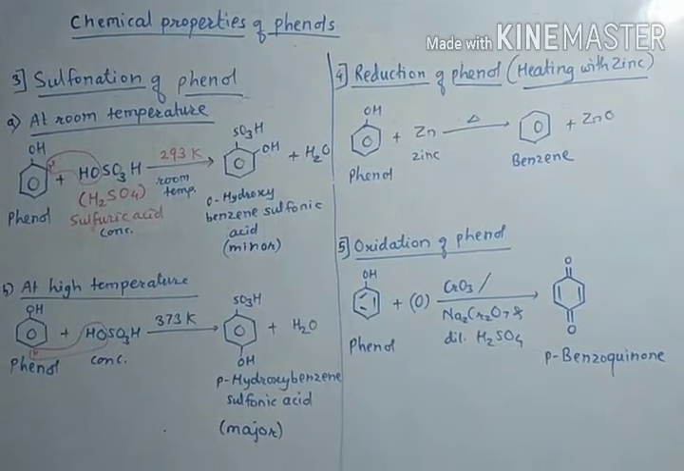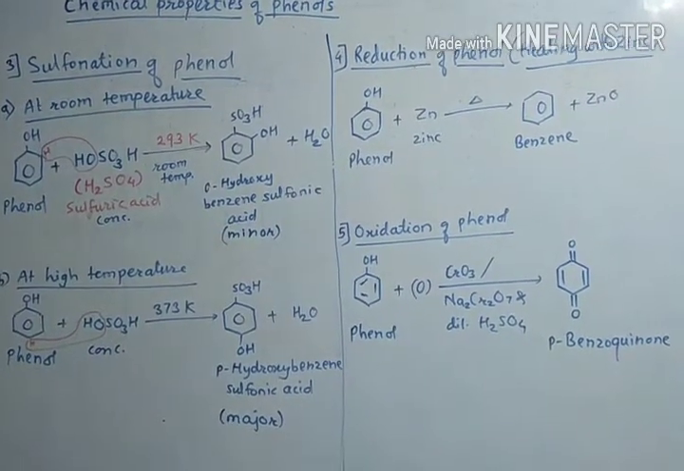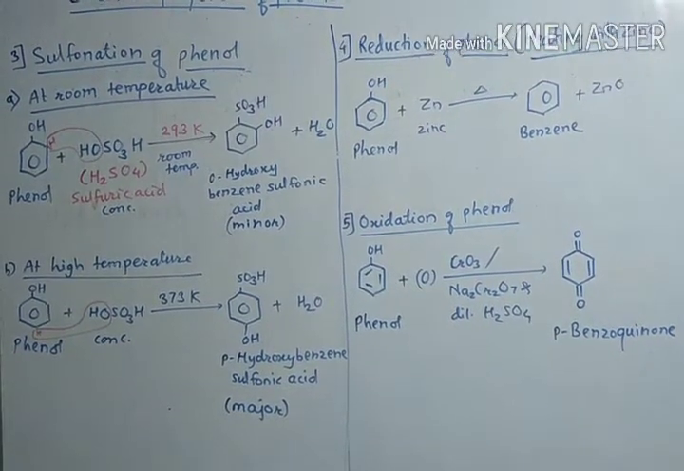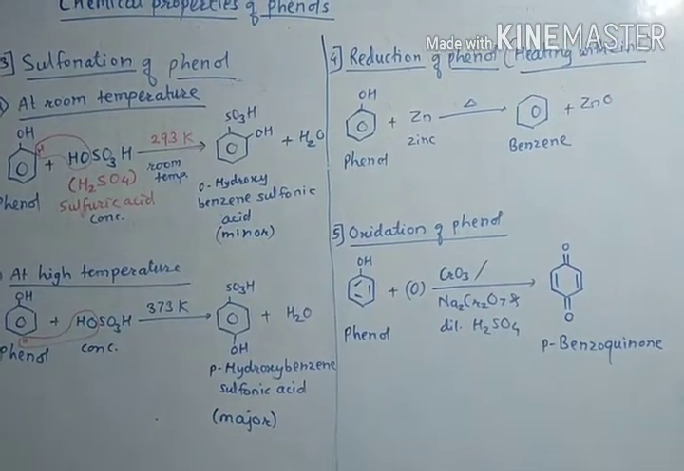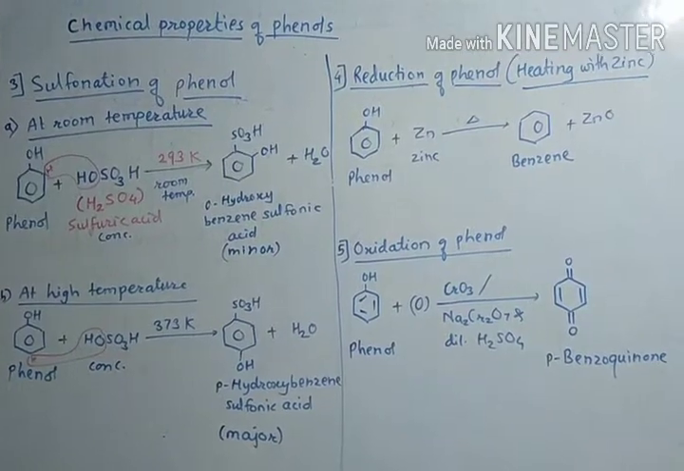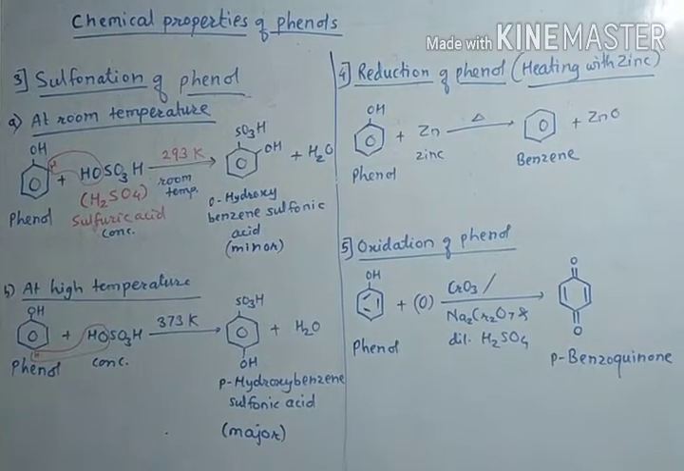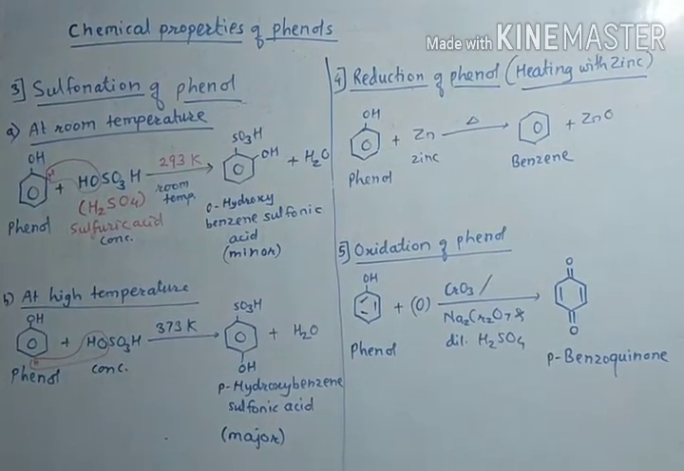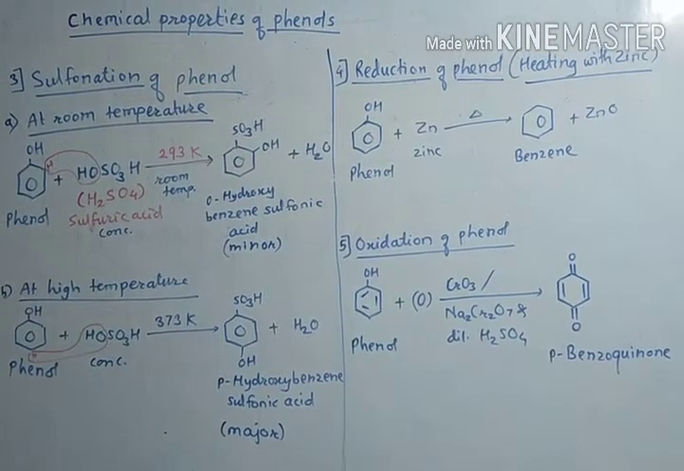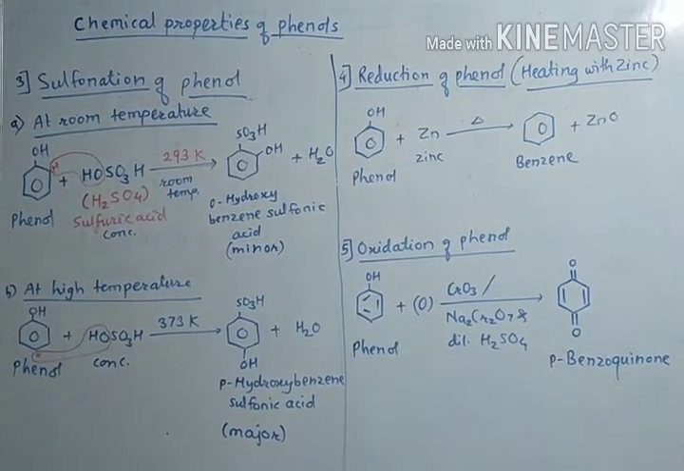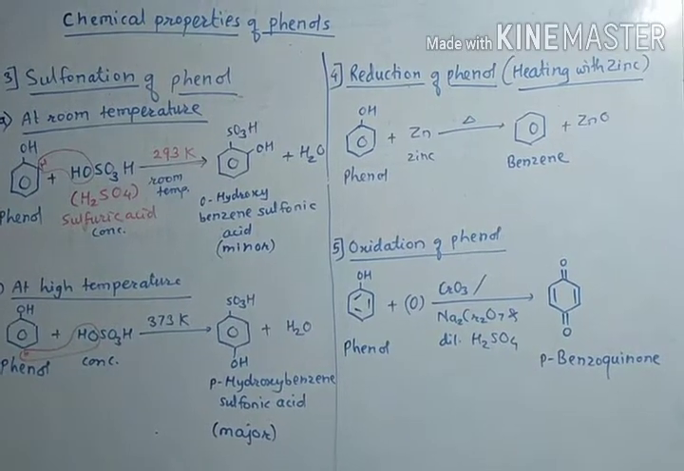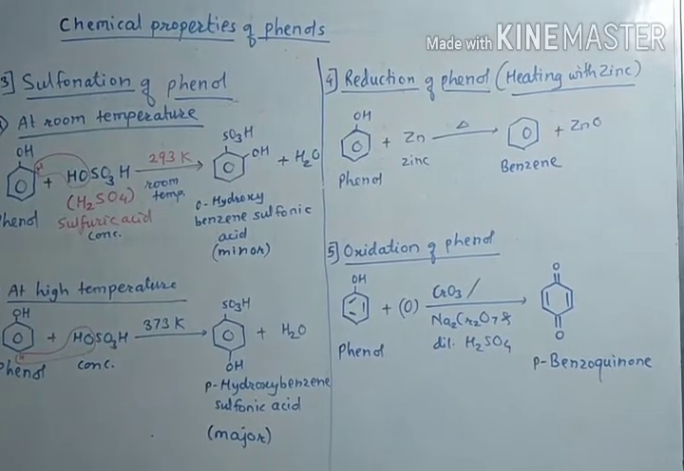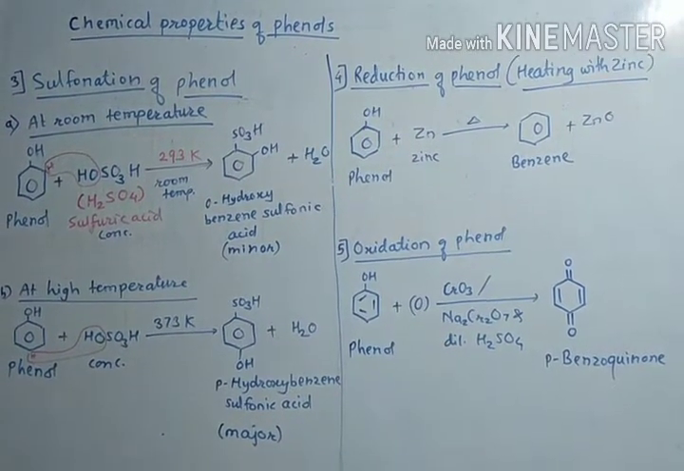And next, that is the oxidation of phenol. So oxidation means addition of oxygen atom. So when phenol is oxidized in presence of chromium oxide or sodium dichromate and dilute H2SO4, there is a formation of p-benzoquinone. So these are the chemical properties of phenol.